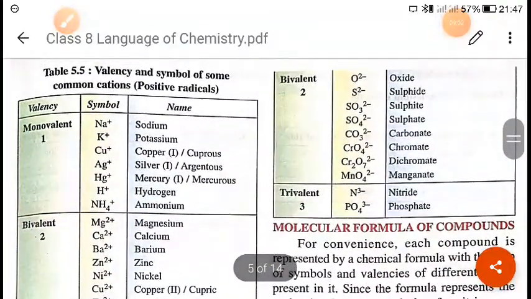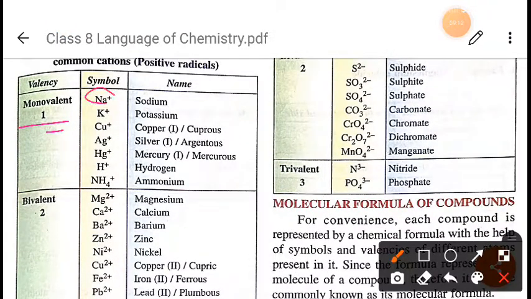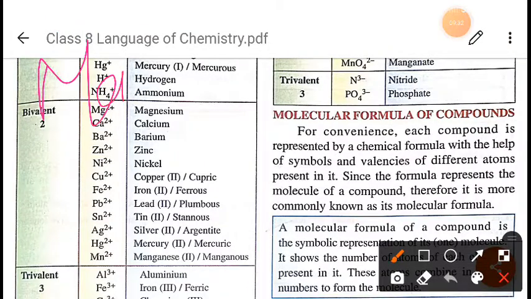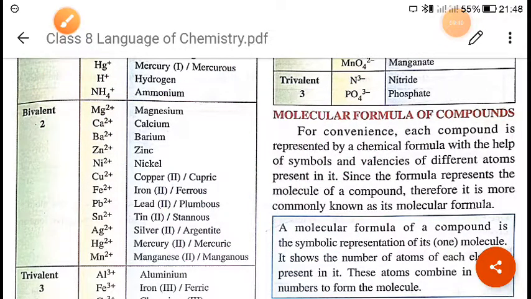In this table are written the valencies and symbols of some common cations, which are positive radicals. Monovalent means it has given only one electron. As you can see, Na plus is sodium, K plus is potassium, and there are also copper, silver, mercury, hydrogen, and ammonium. If an element like Mg gives two electrons, it converts into Mg2 plus. This is called bivalent, because it has given two electrons.